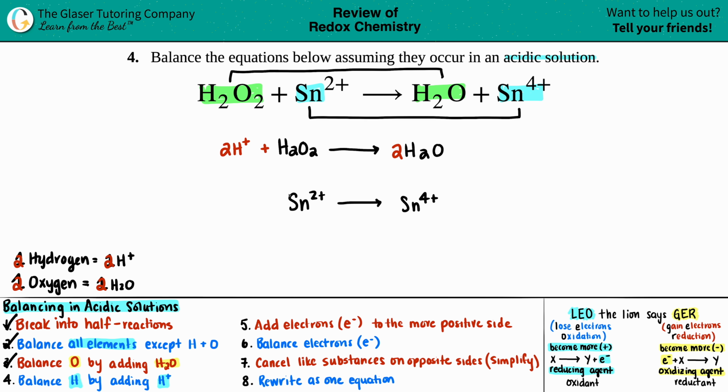I come down to the second one. I don't see any hydrogen. No hydrogen on the left. No hydrogen on the right. So that one is skipped. And now we're halfway through. 5 through 8. Let's go.